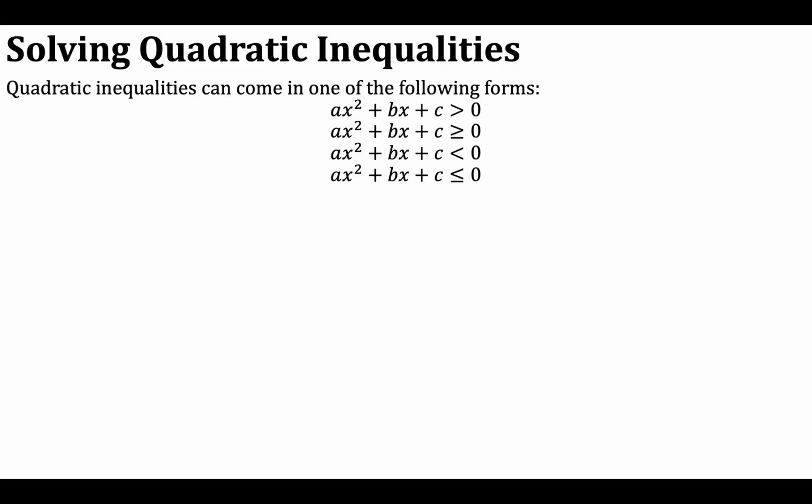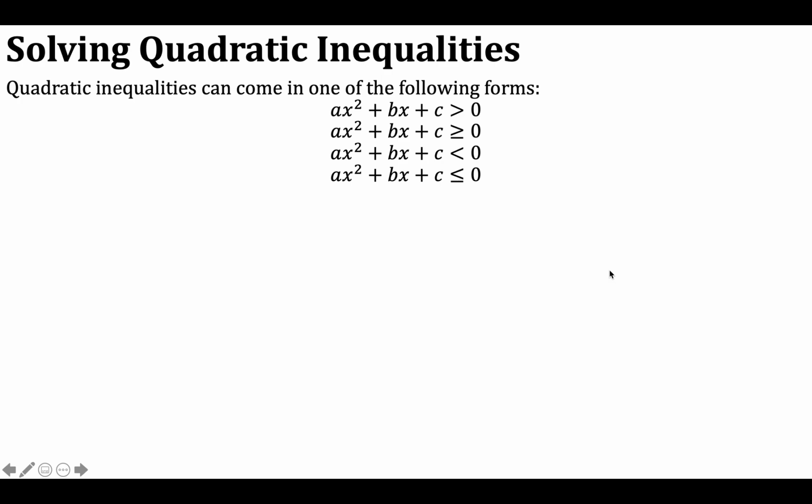Now, like linear inequalities, we know that there are 4 inequality symbols. We've got less than, greater than, and less than or equal to, greater than or equal to. So that's the same for our quadratics here. We can come in these 4 forms. So the quadratic greater than 0, greater than or equal to 0, less than 0, or less than or equal to 0.